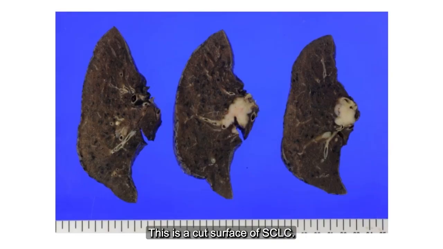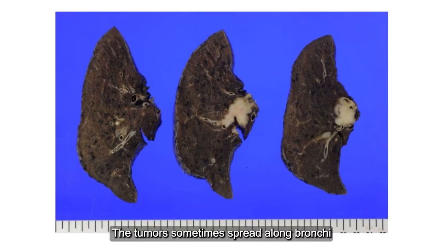This is a cut surface of SCLC. Grossly, SCLC is a large perihilar mass with subsequent peribronchial compression and obstruction. The tumors sometimes spread along bronchi in a subepithelial and radial pattern.